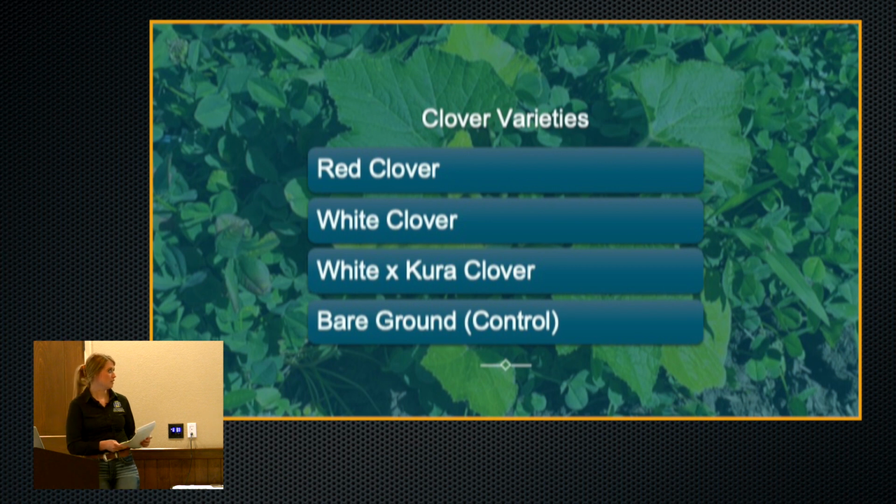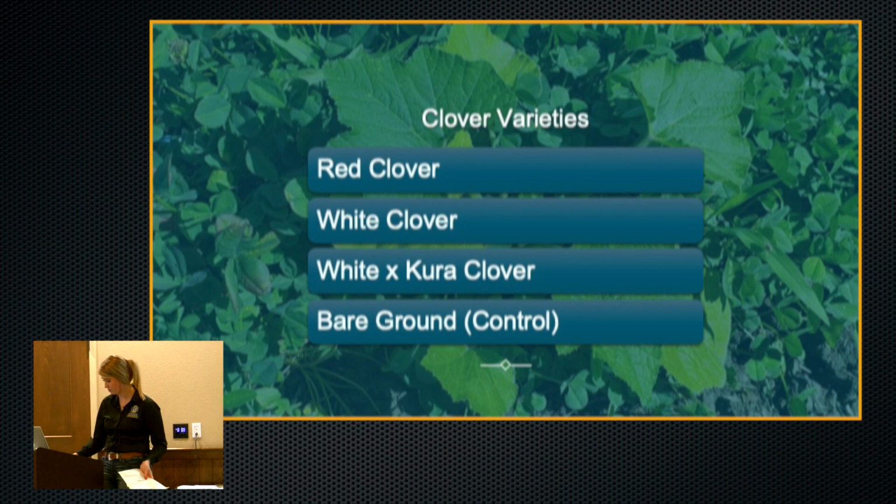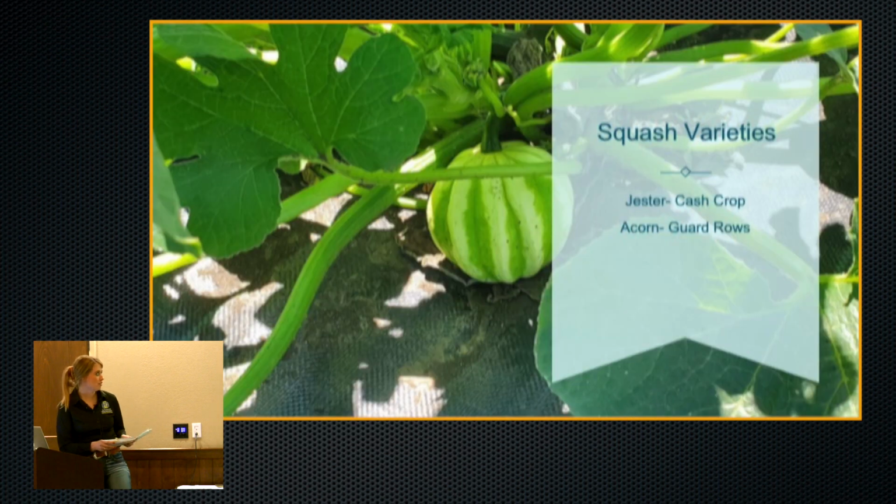So in this study, we utilized red clover, white Kira crossed clover, and then a bare ground control. And when we seeded these plots, it's important to note that we simultaneously seeded oats with the clover at a rate of 35 pounds per acre as a nurse crop while the clover seedlings were establishing. The squash varieties selected were Jester as the cash crop and Acorn as the guard rows.